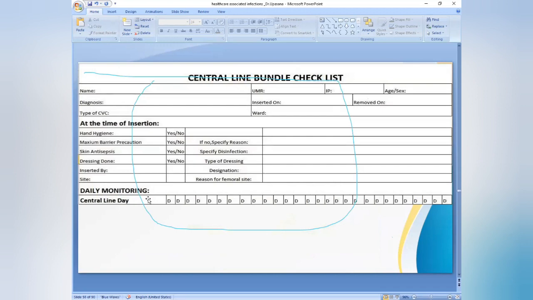So this is one central line bundle checklist. Again, the prerequisites are the same. When the catheter was inserted, who inserted it, who removed it, what was the time of insertion, what were the prerequisites, whether hand hygiene was taken care of, barrier precautions liye gaye the, antisepsis hua tha, dressing was done properly or not. So what is the time duration, how and when you're changing the dressing, that is also very important. So specify disinfection, whichever used, type of dressing which has been used, who has done it, and reason for the femoral site. Because as I said, subclavian vein is the most preferred one, followed by jugular vein. Lastly, if you are taking the femoral site, why have you taken it, you should give the reasoning for that.